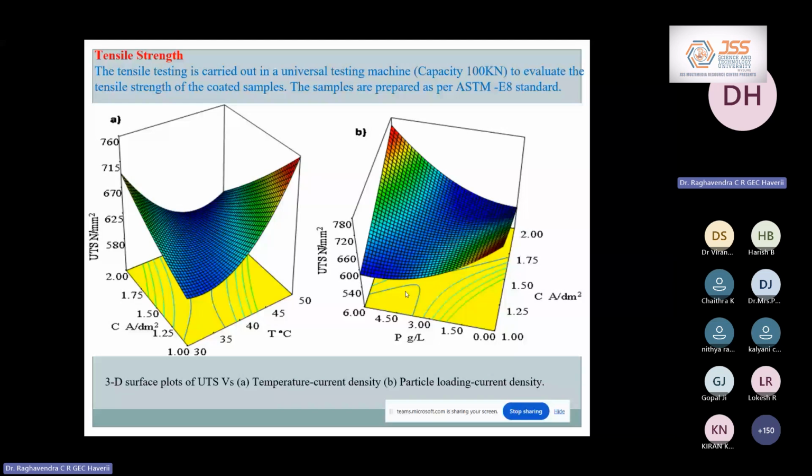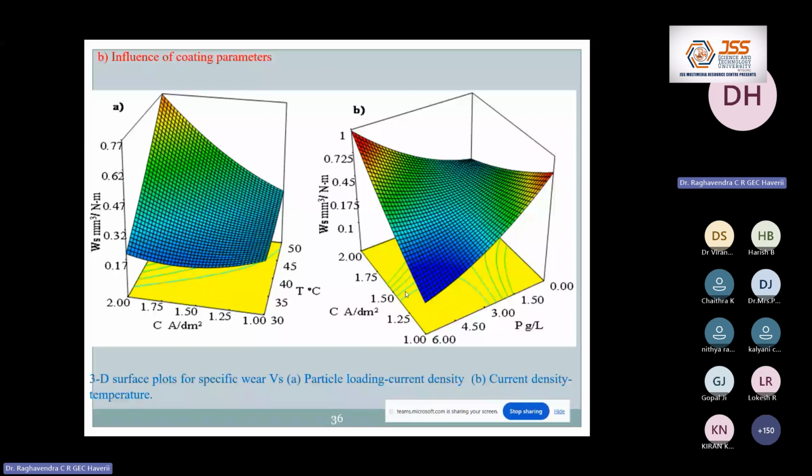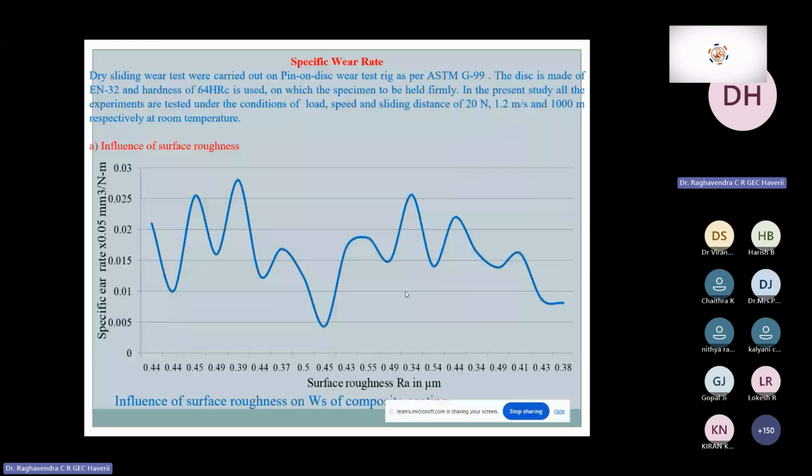Then we have the specific wear rate. Specific wear rate is one of the important factors which we check. Wear is nothing but deterioration of surfaces under an externally applied load. It can be erosive wear, three-body abrasive wear, or dry sliding wear. The best example is the brake system in automobiles, where two metal surfaces come in contact. Because of this mechanical contact, the weaker surface will always get eroded or removed.